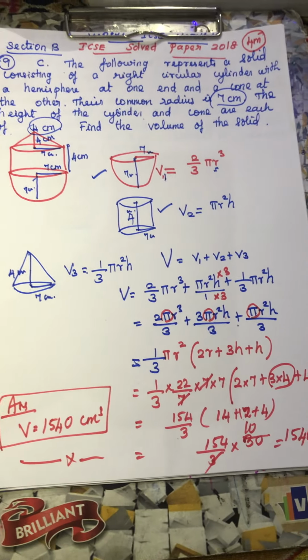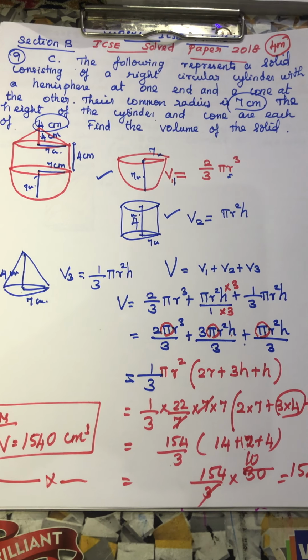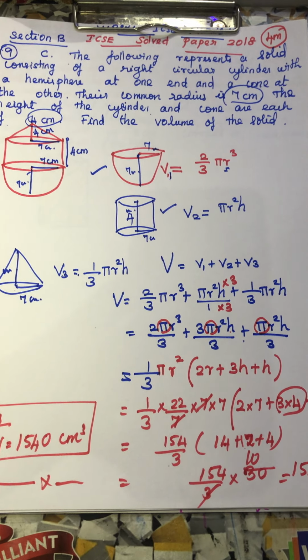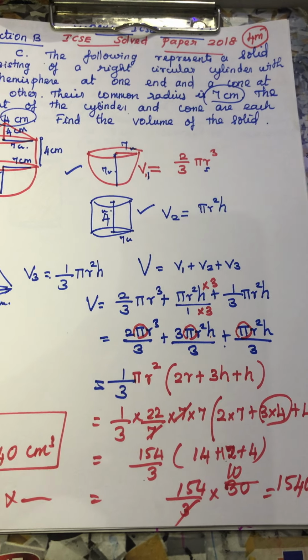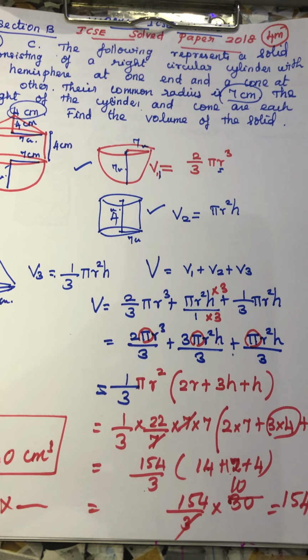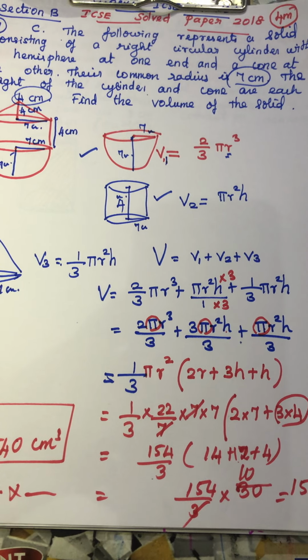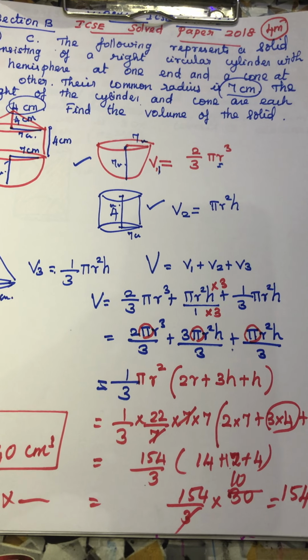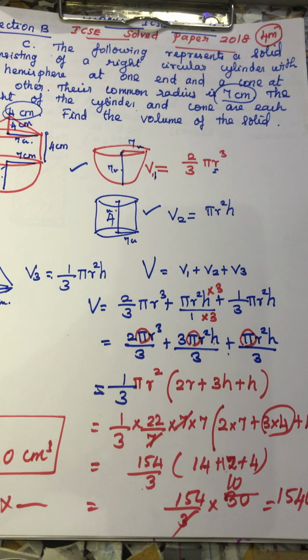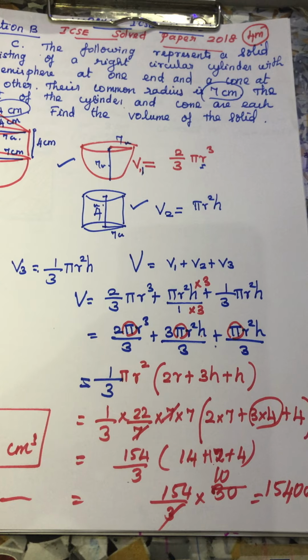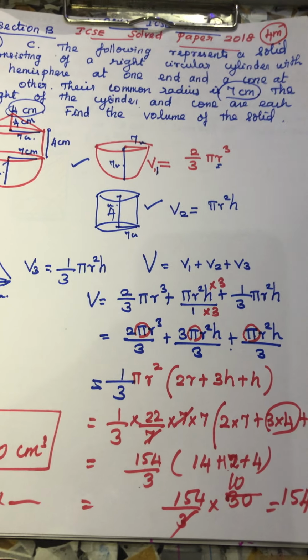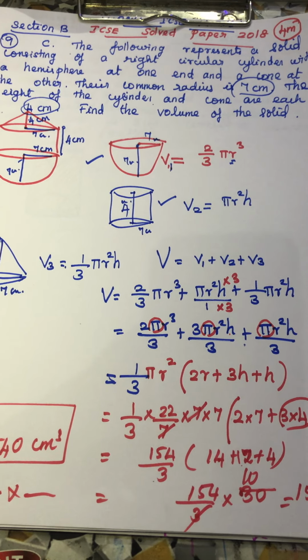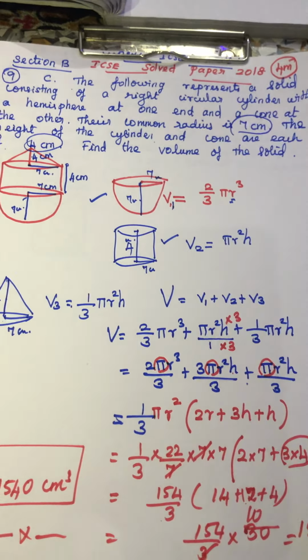So this question came in the 2018 question paper. Such a simple question, but you have to practice and memorize all the formulas for the hemisphere, cylinder and cone. When you have the formulas thoroughly, you can do the sum simply and you will get the whole marks, which is 4.